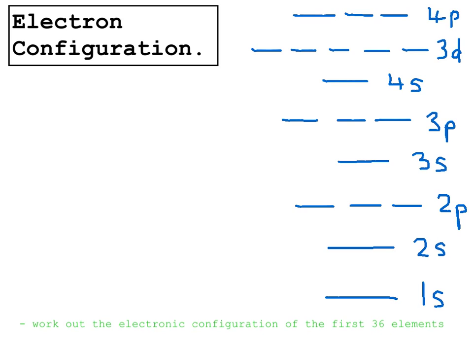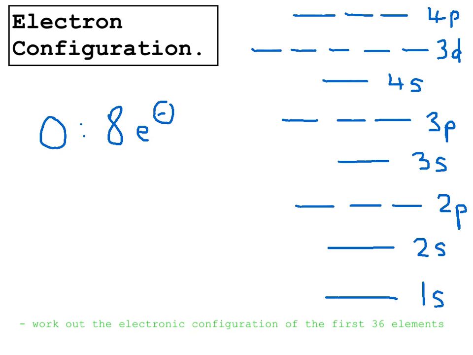Say a question asked us what the electronic configuration of oxygen was. The first thing you do is work out how many electrons an oxygen atom has. If you look that up in the periodic table, you need to look up how many protons it has, and for a neutral atom that is the same as the number of electrons. So oxygen has 8 electrons.